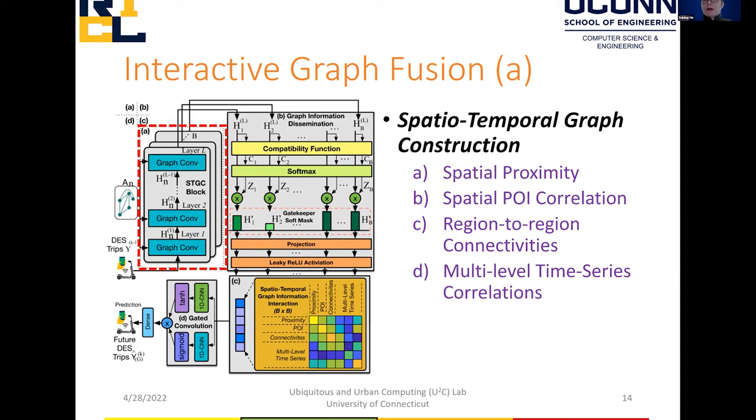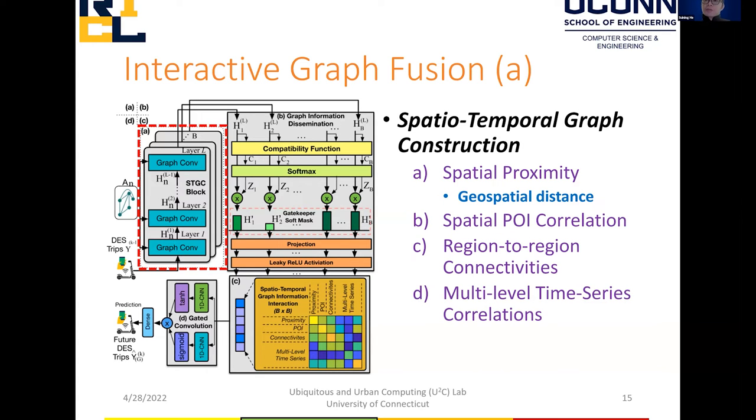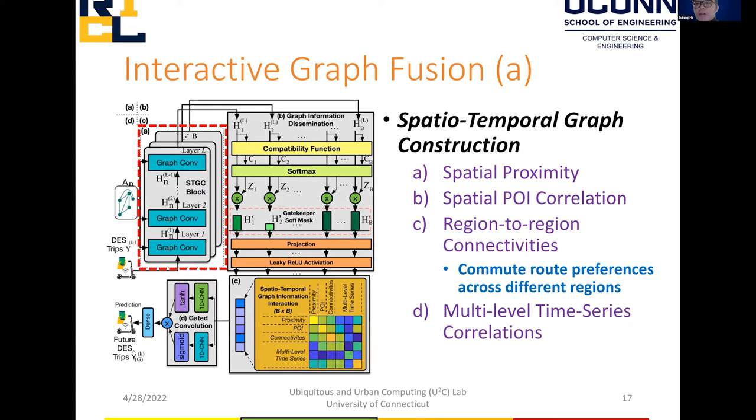In our first part, we try to build the corresponding spatial and temporal graphs based on four different attributes, including the spatial proximity, spatial POI, as well as the region-to-region connectivities, as well as the time series correlations. In terms of the spatial proximity, that is just like what Simon mentioned, the first law of geography. It's whether we can build the proximity into the graphs to categorize the correlations across different city regions. In the meantime, we also take into account the POI, the point of interest similarity across different regions, to see how those graphs can be built. And we also take into account the commute route preference across different regions.